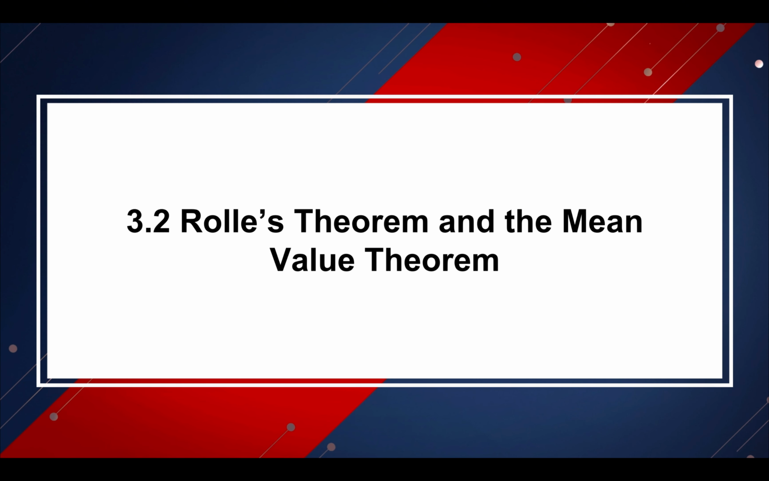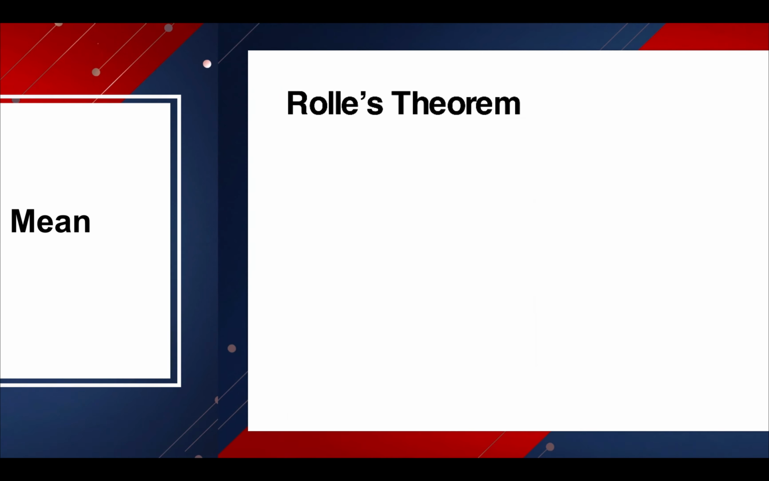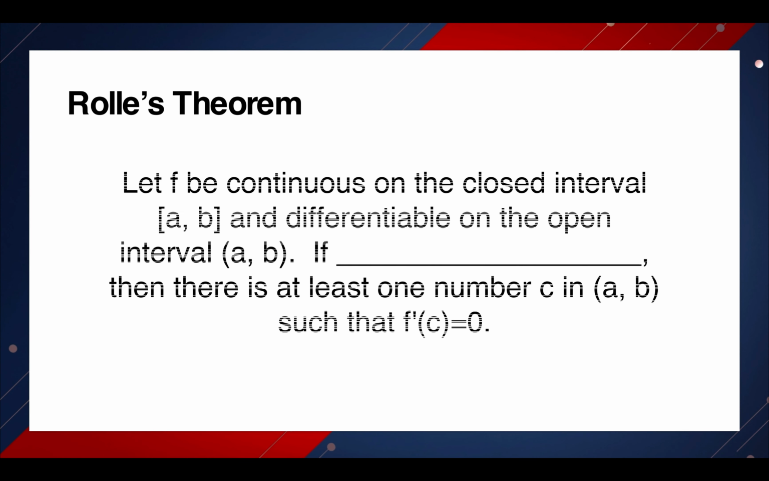Okay, today we're going to talk about how Rolle's theorem and the mean value theorem work and what they actually are. First off, let's look at Rolle's theorem, which says: let f be continuous on the closed interval [a, b] and differentiable on the open interval (a, b). If f(a) is equal to f(b), then there is at least one number c in (a, b) such that the derivative f'(c) is equal to 0.